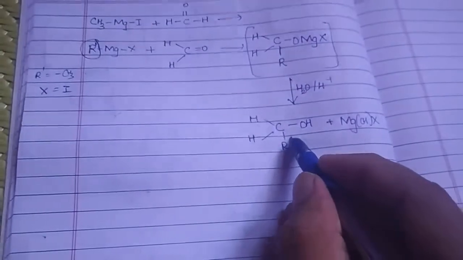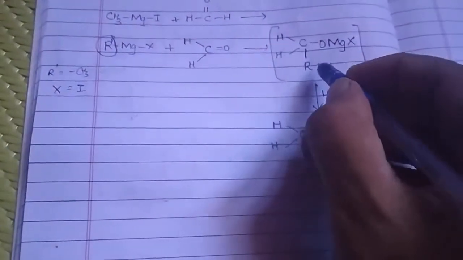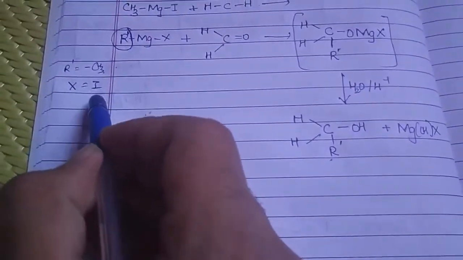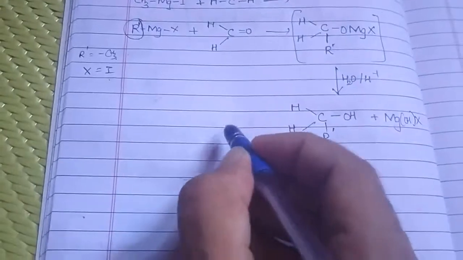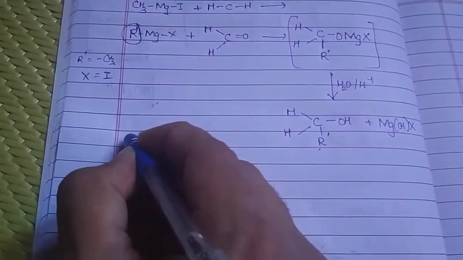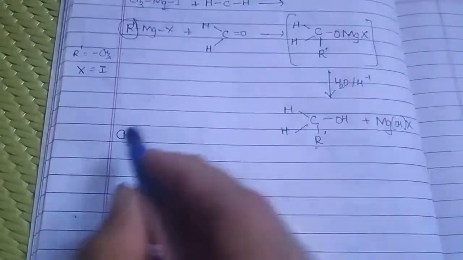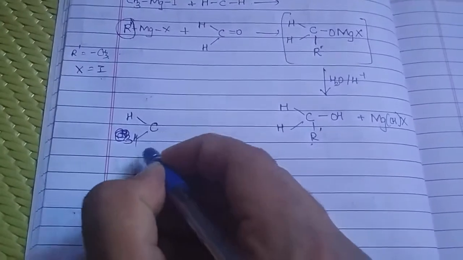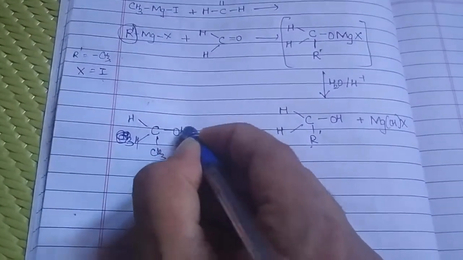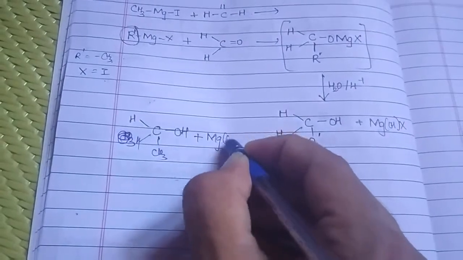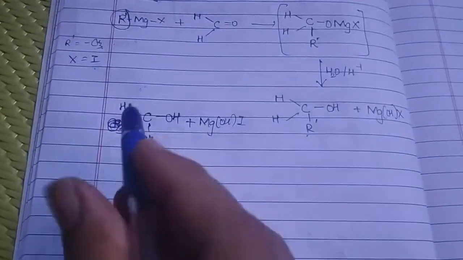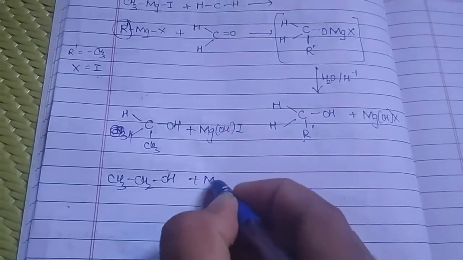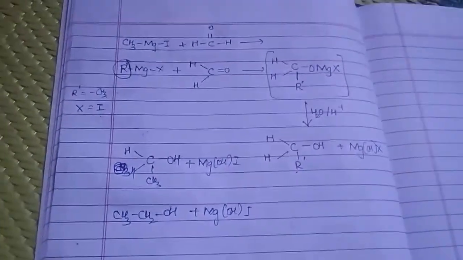Now you just replace the values of your R dash and your X. R dash means CH3. X means I. So when I take that reaction, I can write CH3, here also H, and here you will get CH3 and then OH plus MgOHI. So I can write this as CH3CH2OH plus MgOHI.